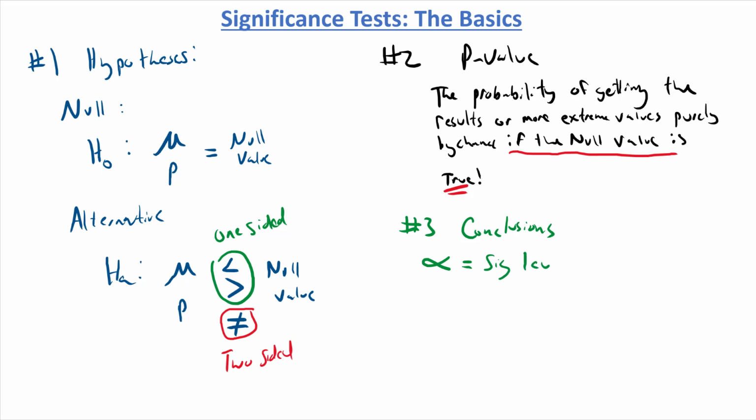So your significance level is what you're comparing your p-value to, I should say. Your significance level is what determines whether you reject your null or you accept your null. If your significance level is not given, the understood value is going to be 5%, so 0.05. If it's not given, that is the understood significance level.